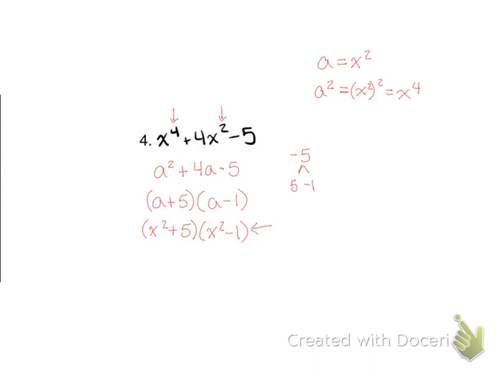Can it be factored more? Well, that is a difference of squares. So x squared plus 5 is going to stay the same. To factor that guy, you have x plus 1 and x minus 1. Now that is factored as far as it'll go. Okay, so this is kind of a neat trick to have, but it only works whenever you have x to the 4th and then x squared.